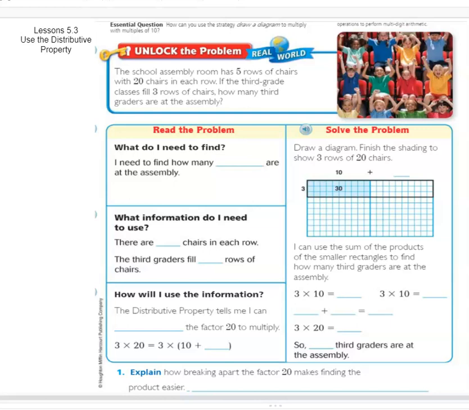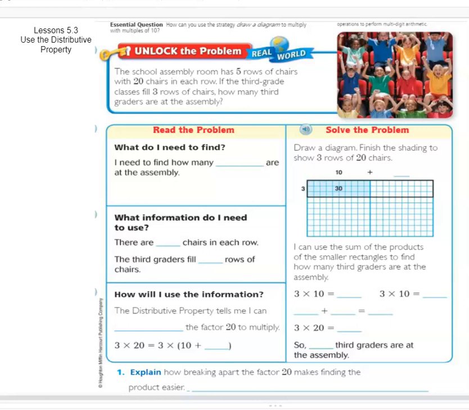Now I'm a little bit confused because I see 3 numbers here, 5, 20, and 3. Sometimes math problems may have information that we do not need. I would like you to read the question, how many third graders are at the assembly? Can you figure out which number in here we do not need to solve our problem? If you said 5, you are correct.